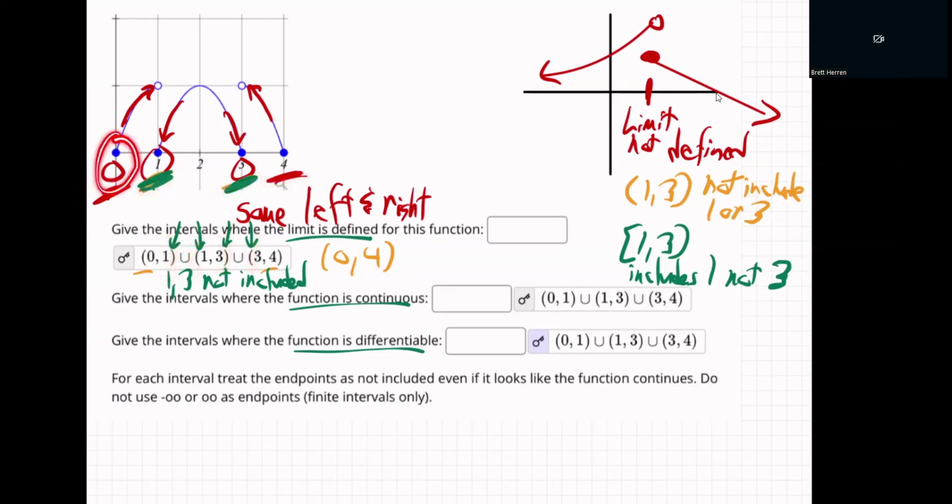Now you might say, Mr. Heron, they should have included 0 and 4. Why didn't they include the endpoints, put a bracket there? Well, it's because they said down here, for each interval treat the endpoints as not included. So they just wanted us to not bother with the endpoints. Parentheses just for the endpoints.